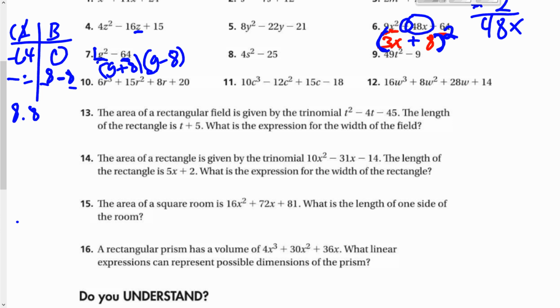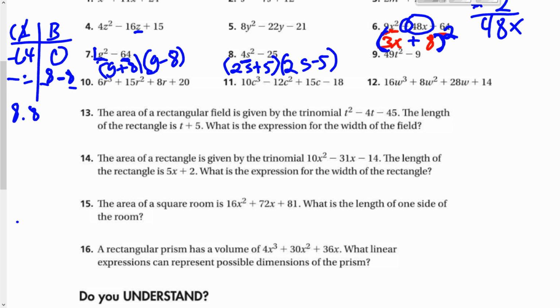So these are called perfect squares, or difference of two squares. Same with 8. 4 is something squared. It's 2 squared, 2 times 2. S squared is s times s. 25 is 5 times 5. And then to get a negative, I need one positive and one negative. So that is 2s plus 5, that's what it looks like, and 2s minus 5.